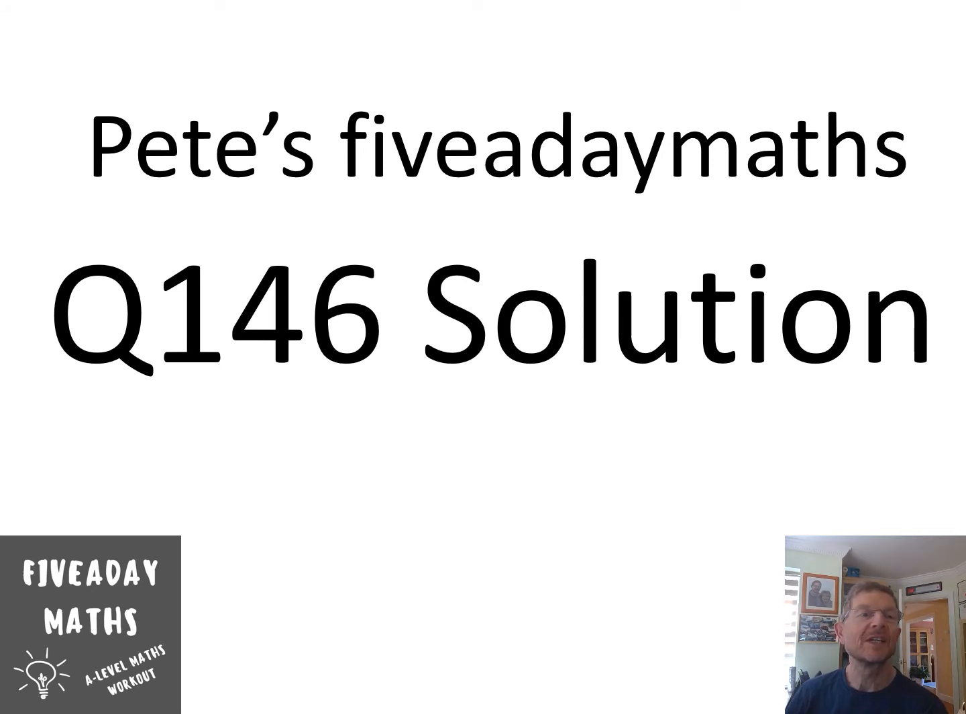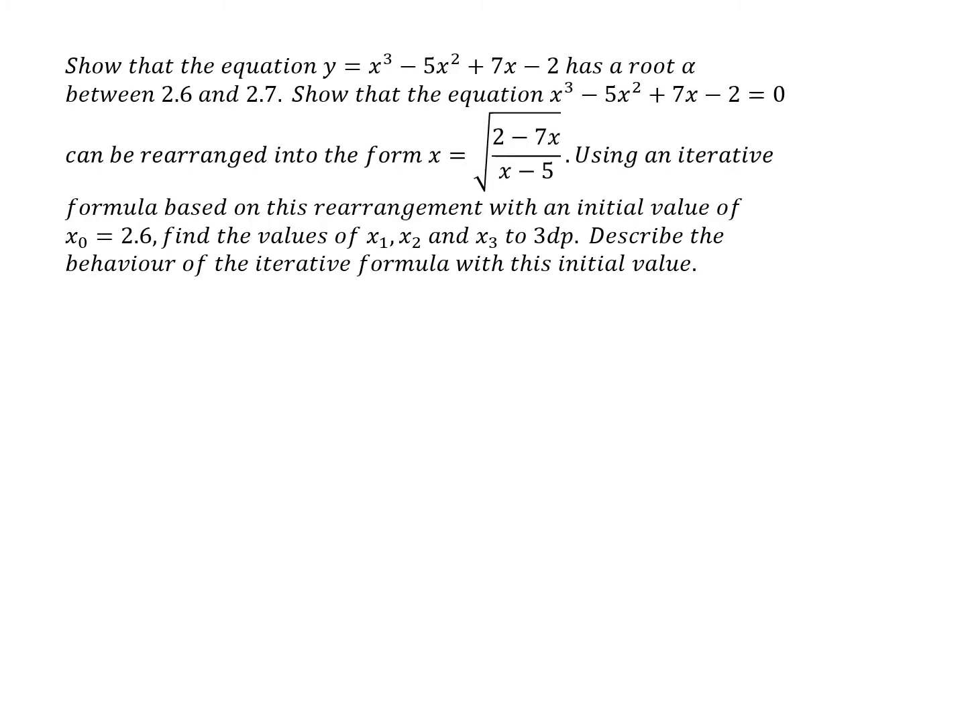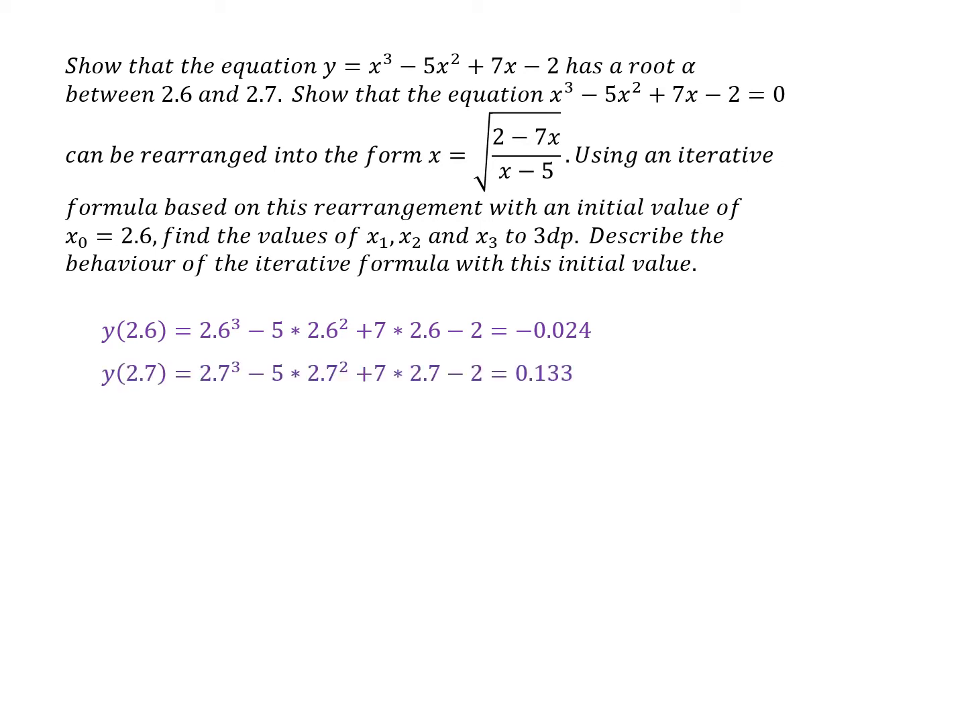So question 146 here, using a numerical method called iteration. So the first thing we're doing is showing that the equation has a root between 2.6 and 2.7. So we find the value of y when x is 2.6, and that's a negative value. And then find the value of y when x is 2.7, and that is a positive value.